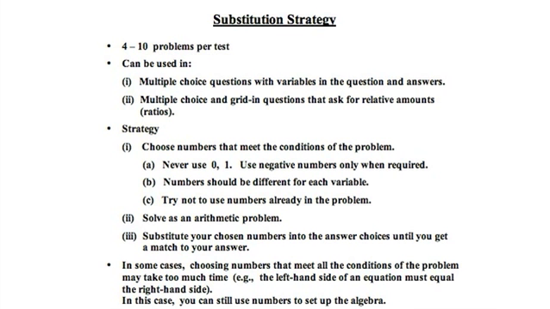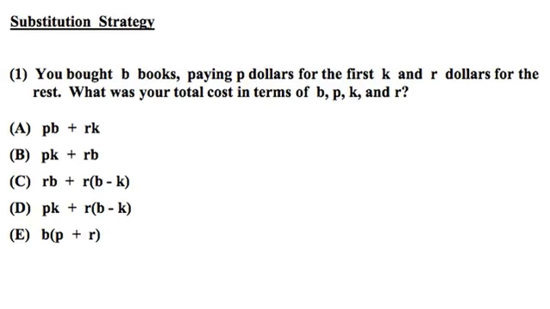Let's take a look at an example problem. Here you bought B books, paying P dollars for the first K and R dollars for the rest. What was your total cost in terms of B, P, K, and R? If you want to try this on your own before looking at the solution, you can pause the screen now.